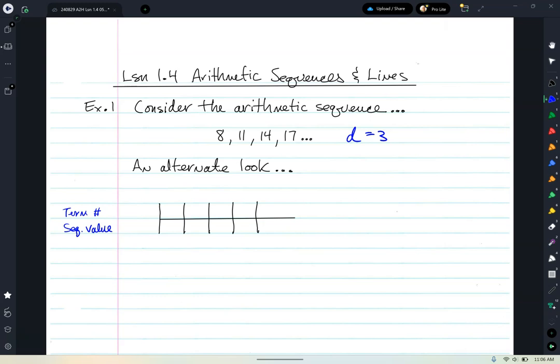All right, let's fill in some things that we know. We know the first term has a sequence value of 8. The second term has a sequence value of 11. The third term has a sequence value of 14. And the fourth term has a sequence value of 17, and so on and so forth. Okay, we good?